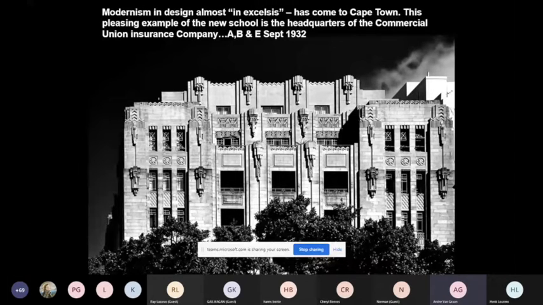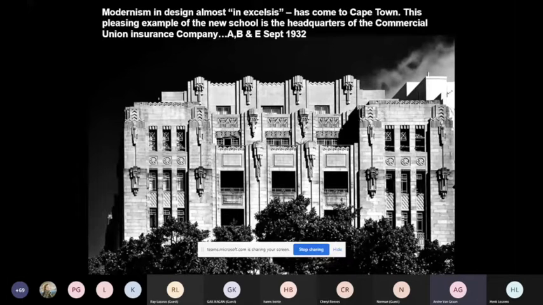And here you can see this image where they say modernism, and modernism, note, in design almost in excelsis had come to Cape Town. This is the new school, the headquarters of the Commercial Union Insurance Company.